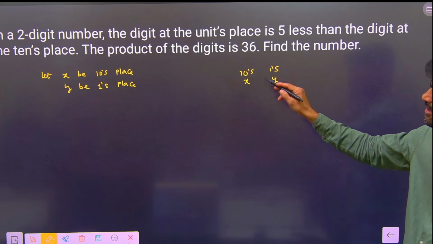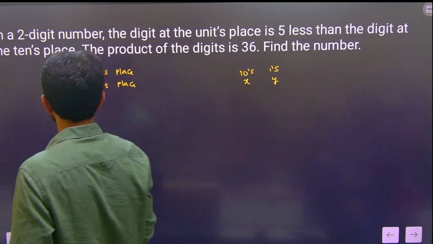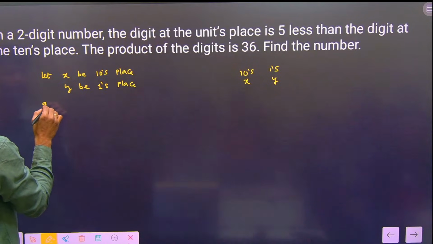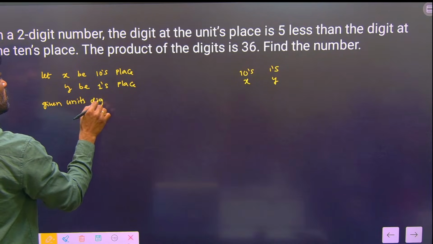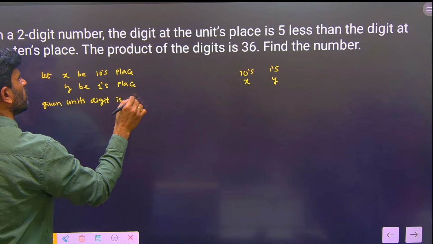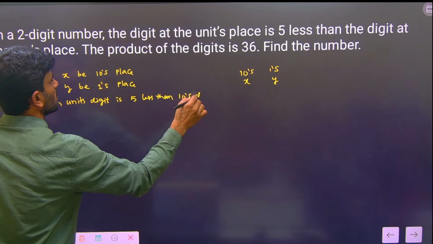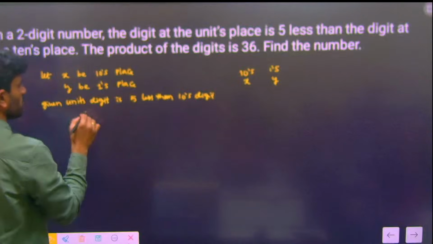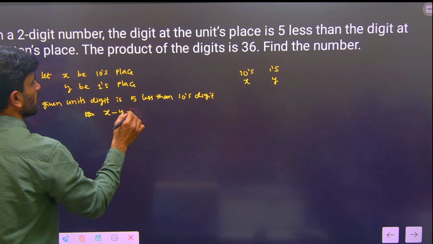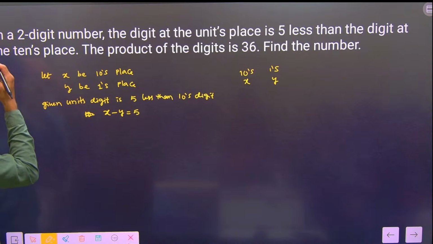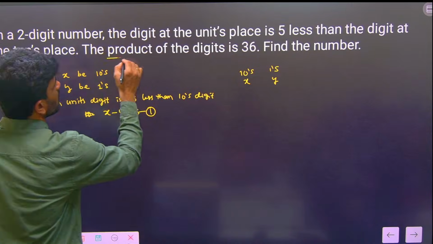Ones place digit is less, tens place digit is more. So x minus y is given. What is given? Units digit is 5 less than tens digit. What does it mean? X minus y is equal to 5, or x is equal to y plus 5. X minus y is equal to 5. This is the equation.